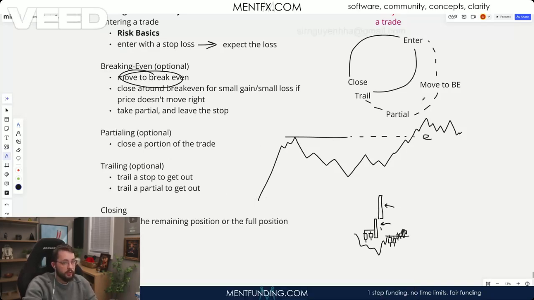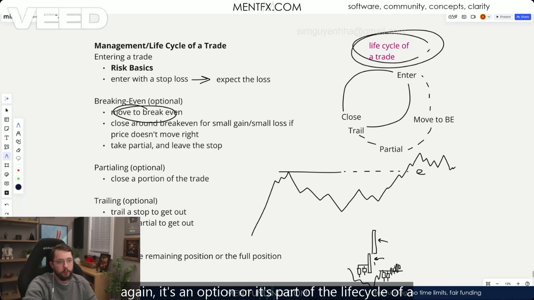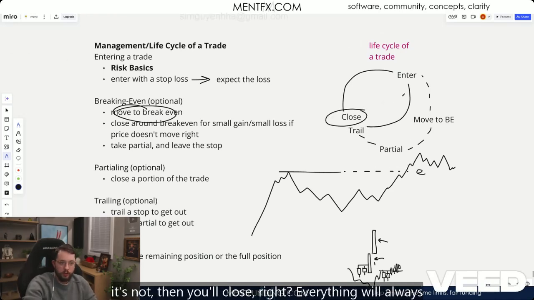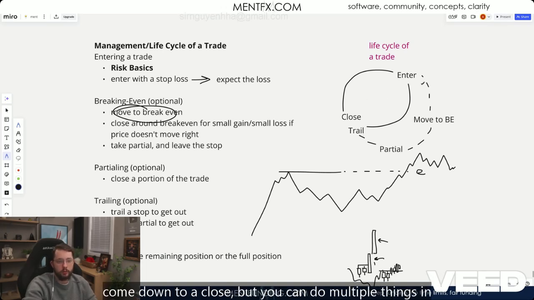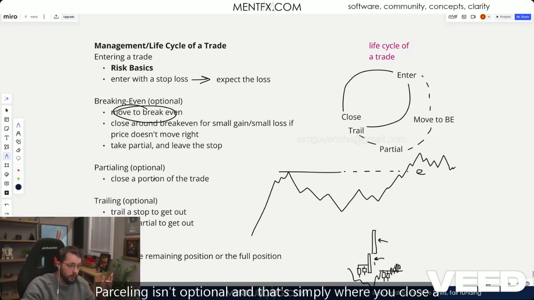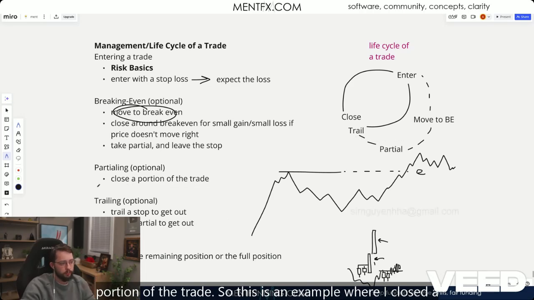But partialing itself, again, is an option. It's part of the life cycle of a trade where you'll enter a trade, you'll move to BE if that's a rule. If it's not, then you'll partial if that's a rule. If it's not, then you'll trail if that's a rule. If it's not, then you'll close. Everything will always come down to a close, but you can do multiple things in between to improve your potential management, your own psychology, and your own results in trading. And again, partialing is optional. That's simply where you close a portion of the trade.